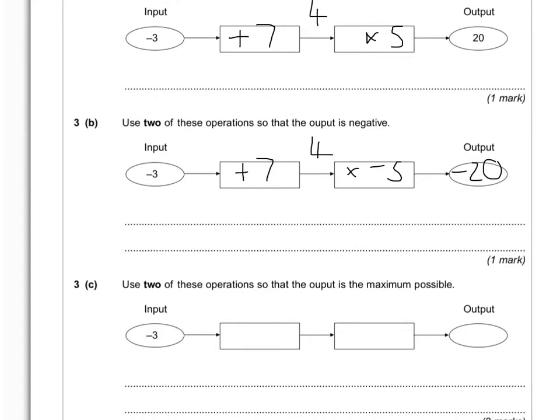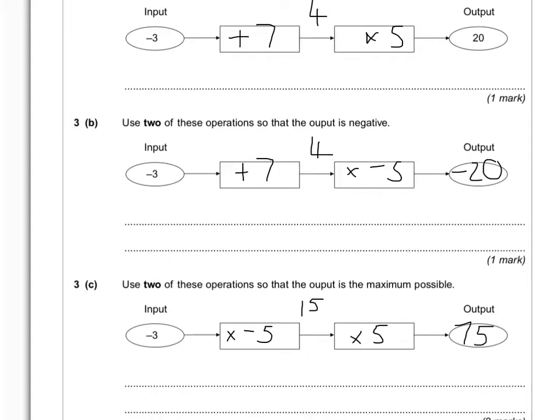Finally then, two operations, so the output is the maximum possible. So you're starting with a negative, and really what you want to end up with is a big positive number. So one way to do that is the understanding that if you times it by negative 5, you get positive 15. So that's I guess the biggest possible number so far. And then if we times it by positive 5, that gets us 75.